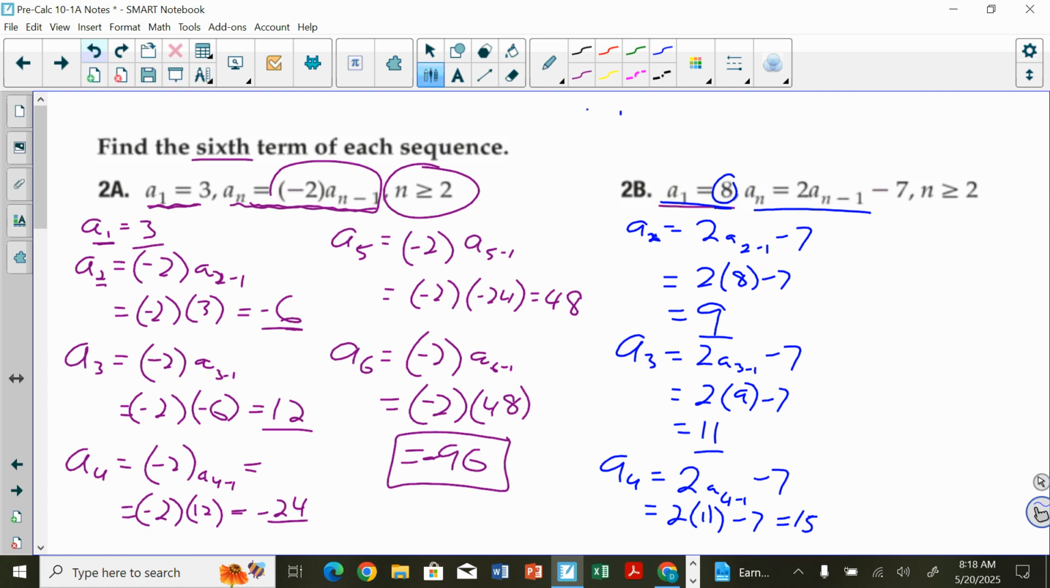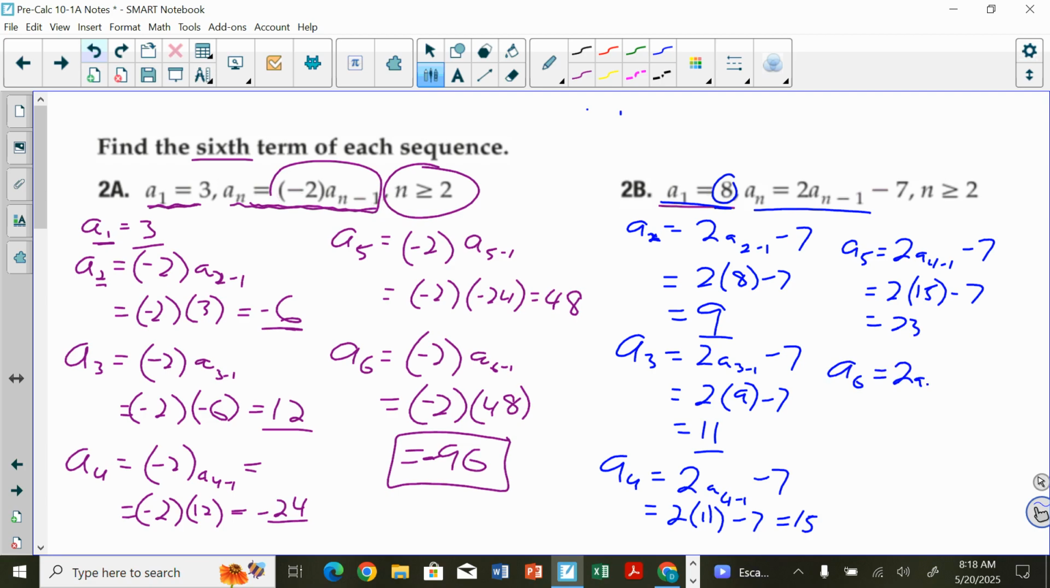Okay, keep going over here. Two more terms, right? A sub 5 is going to be 2 times A sub 4 minus 1, minus 7. So 2 times the previous term, basically 15, so 30 minus 7 is 23. And so you're kind of getting the hang of that now.